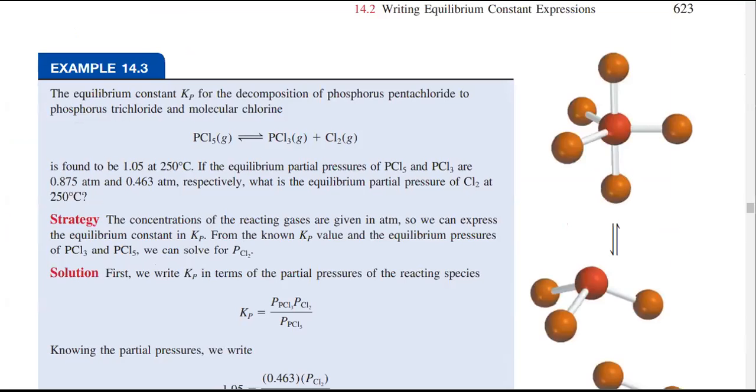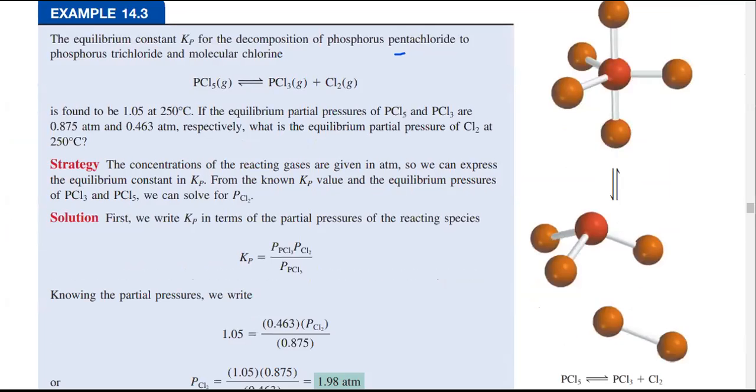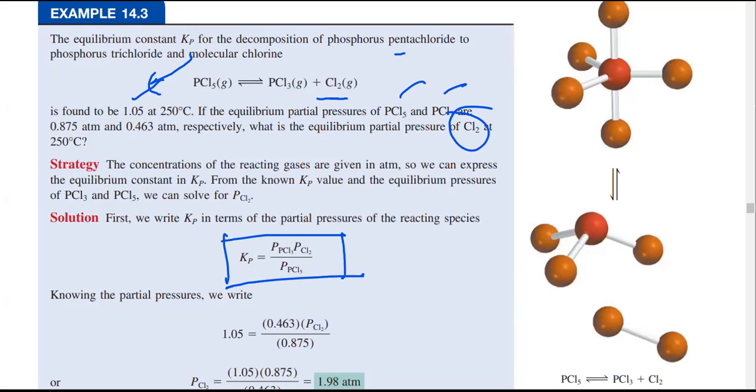The equilibrium constant for the decomposition of phosphorus pentachloride to phosphorus trichloride and molecular chlorine is found to be 1.05 at 250 degrees Celsius. That means the Kp value they have given in this question. At equilibrium, the partial pressures of PCl5 and PCl3 are given respectively. Then what is the equilibrium partial pressure of Cl2? So first, when you write the equilibrium expression with respect to partial pressures, from that you can find the partial pressure of Cl2.